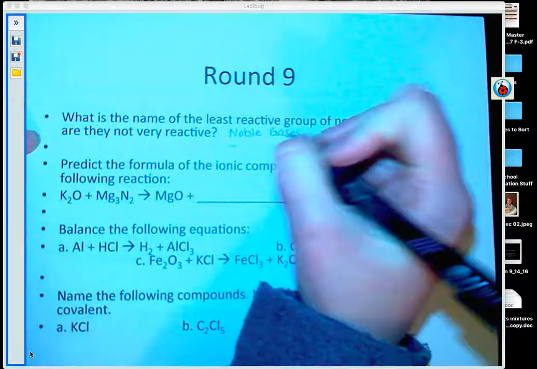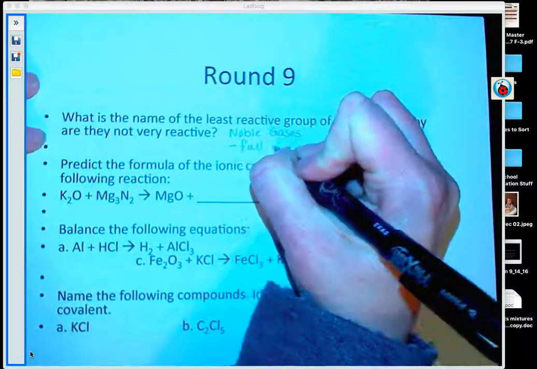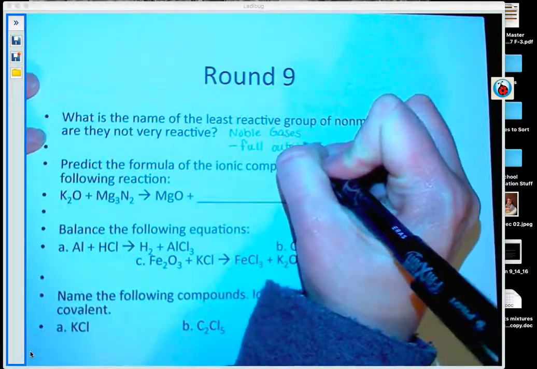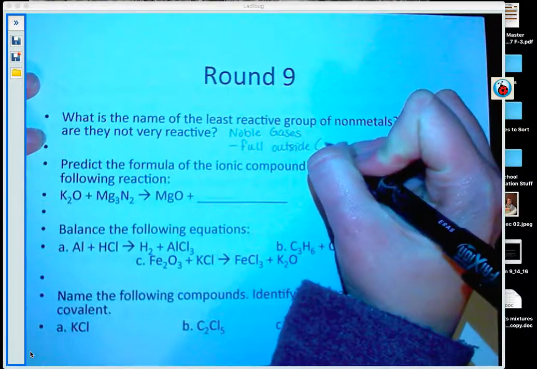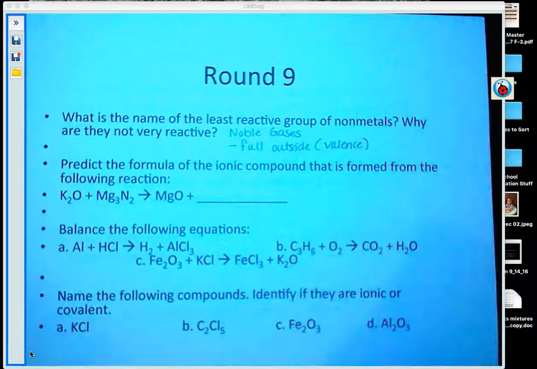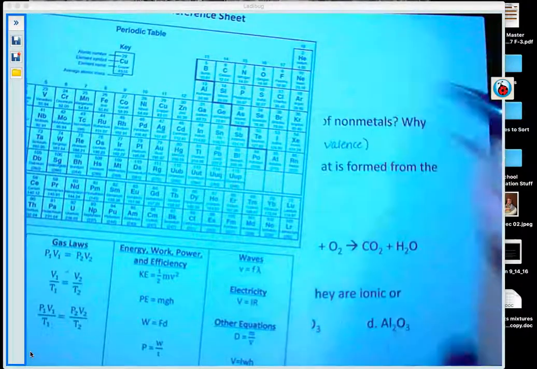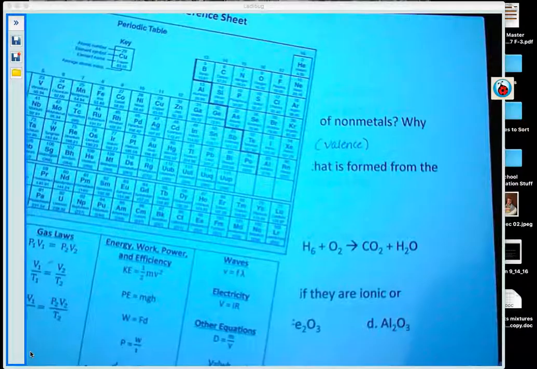Well, what does every single atom out there want to have? They have a full outside shell, which we're also going to call valence. Remember that your valence shell is your outside shell, and for all of the noble gases, which is everybody over here, they're completely full and they're very happy.